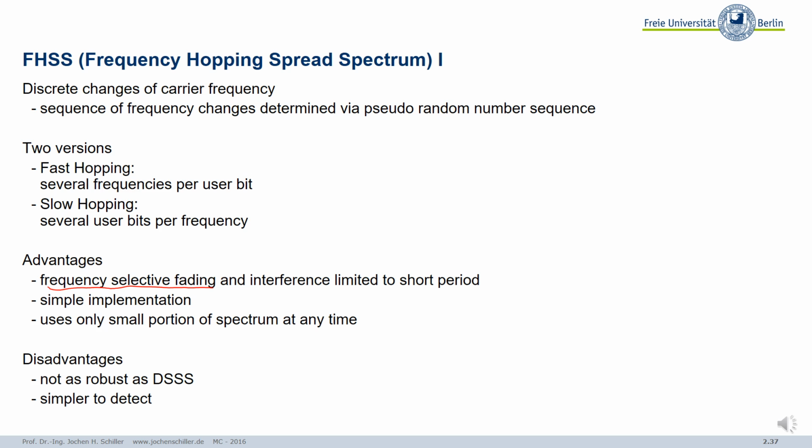And if you do this fast enough, the interference on a certain frequency hits you only for a short period of time. That's the idea. Okay, well, the implementation is simple. This is why, for example, Bluetooth uses this. It's a very simple scheme and not as robust as direct sequence, and it's simpler to detect.